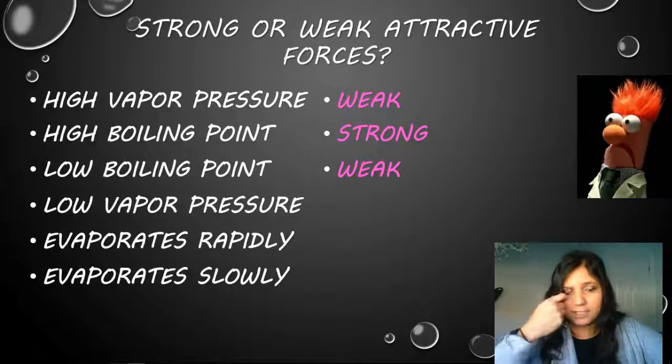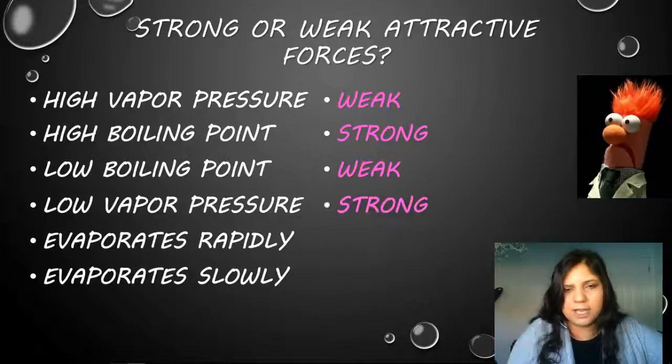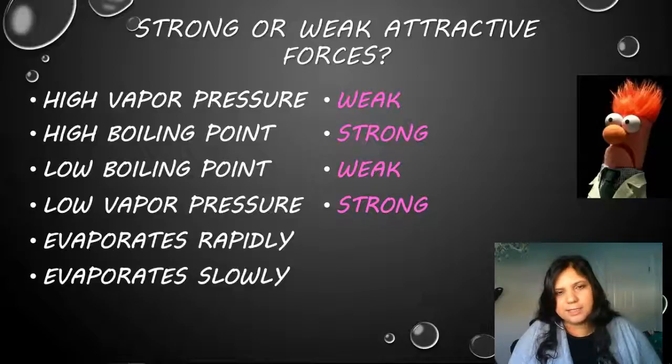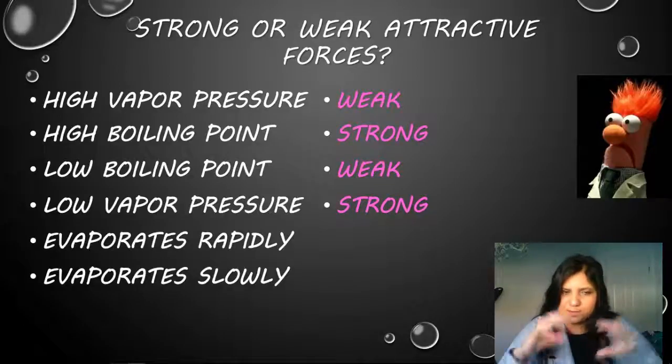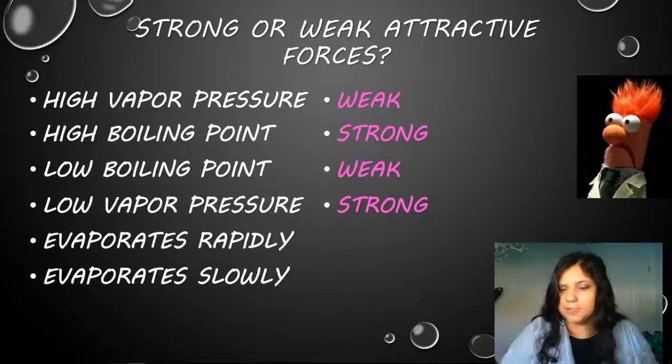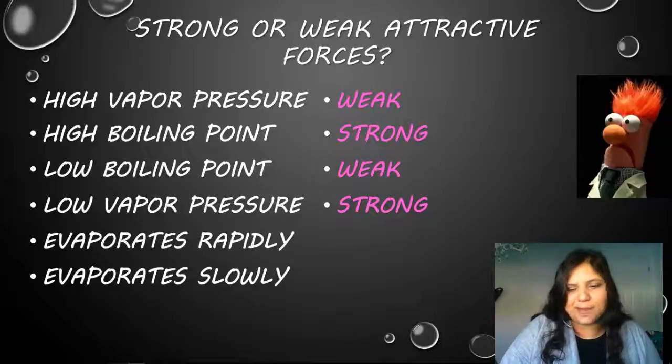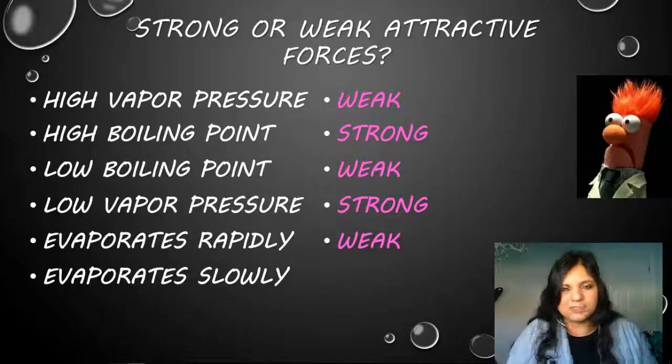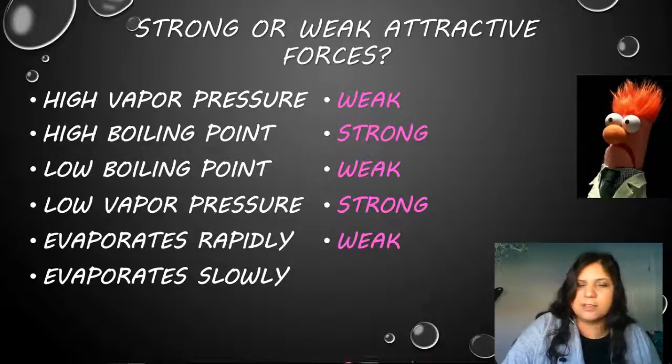All right, let's see how you did. Low vapor pressure would have strong intermolecular forces because it's holding them in, and none of them are floating on top, or very little, excuse me. Evaporates rapidly. That's weak because they're going everywhere. They're able to leave. Evaporates slowly. Well, that's strong.